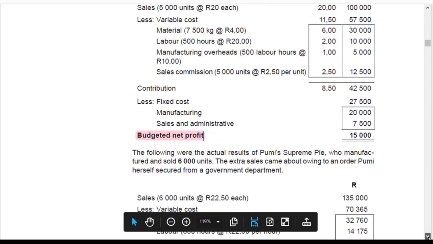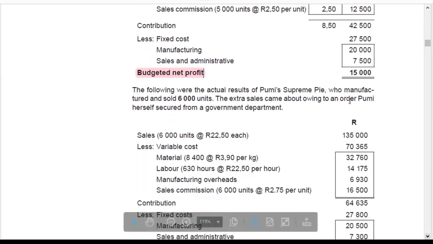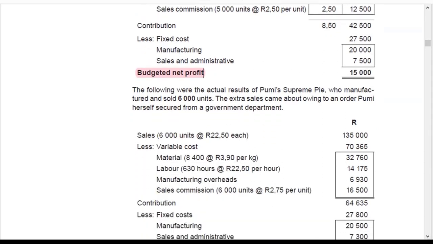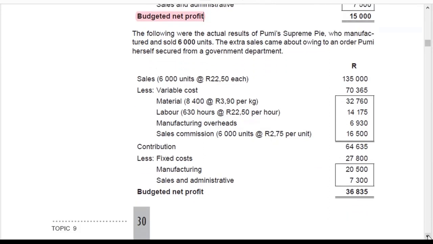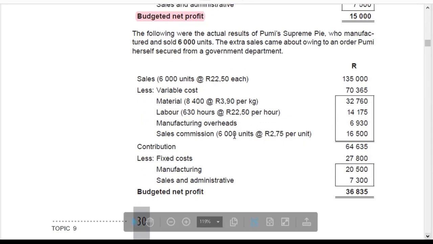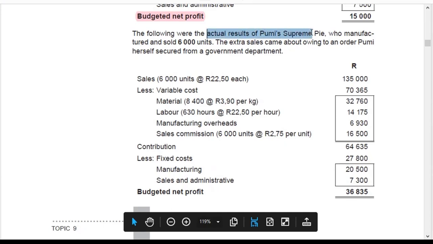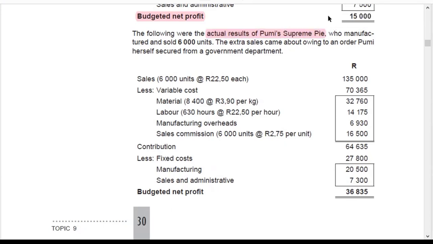However, the following were the actual results. This was a budgeted profit of 15,000. It's fixed. It took into account inflation, GDP, all those macro-level factors, what was happening in the economy at that time. Let's say it was a year before. Now actual results come into play for Supreme. They manufactured and sold 6,000 units. These are the actual production volumes, as opposed to the 5,000 that she based the budget on.